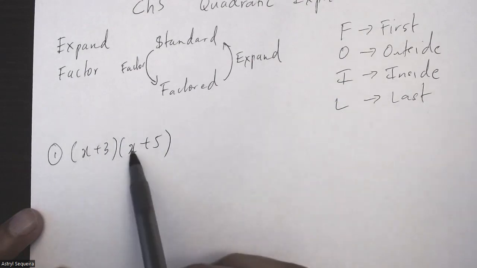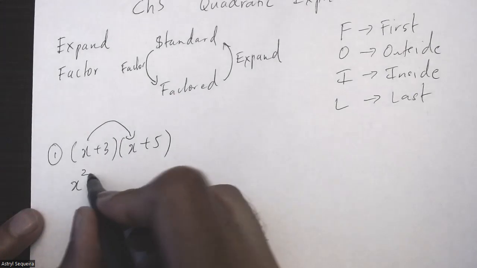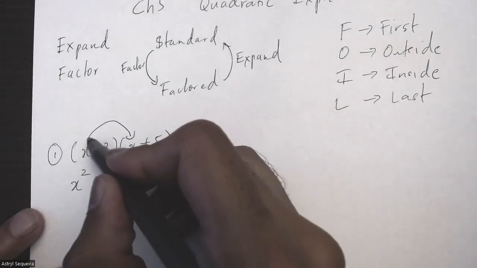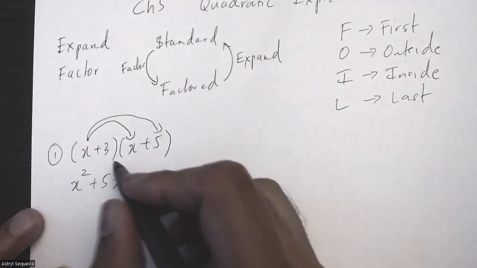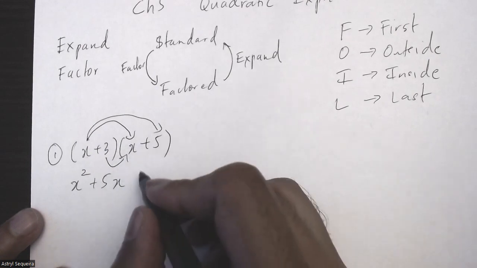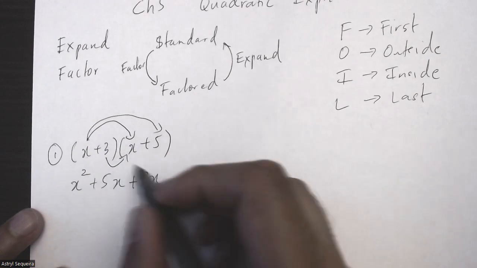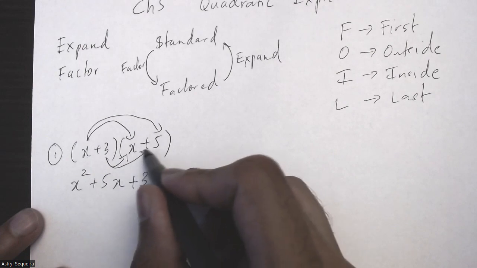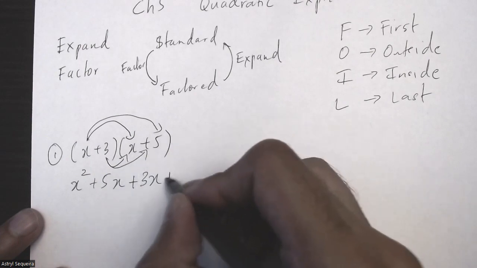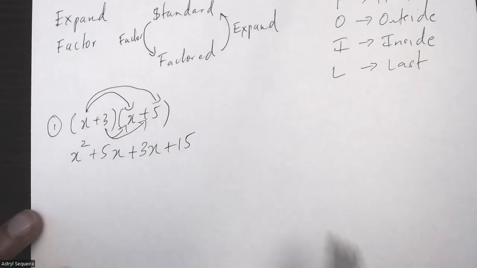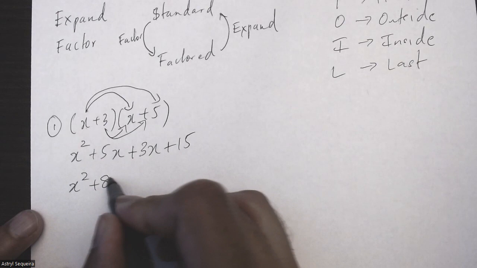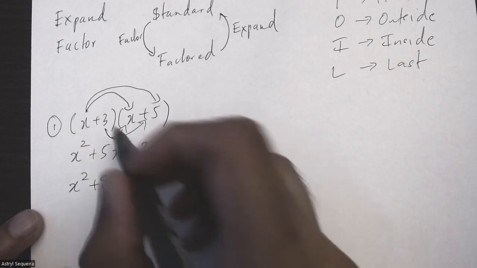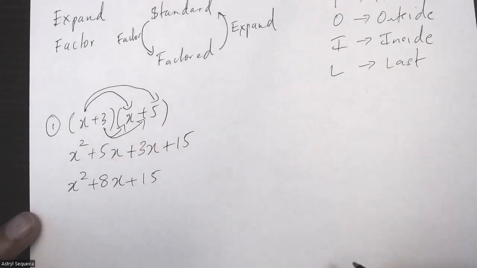So first means multiply the first two terms. X times x is x squared. Outside means multiply the two outside terms. X times 5 is 5x. Inside means multiply the two inside terms. So 3 times x is 3x. And last means multiply the two last terms. 3 times 5 is 15. Then we just want to combine the two like terms in the middle. So 5x plus 3x is 8x. And we've gone from factored form to standard form.